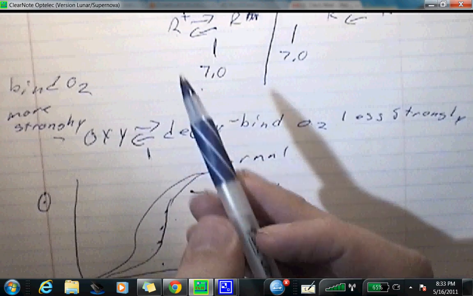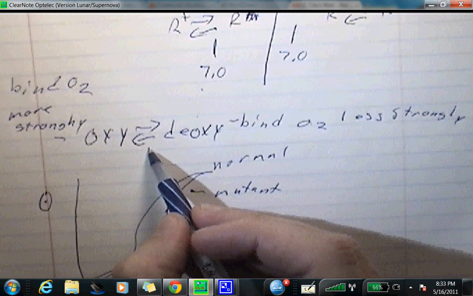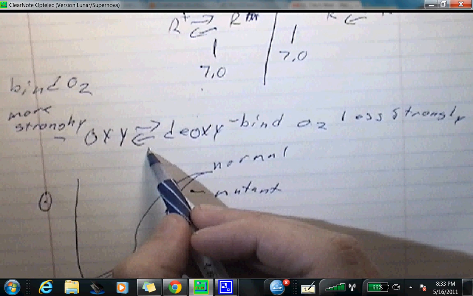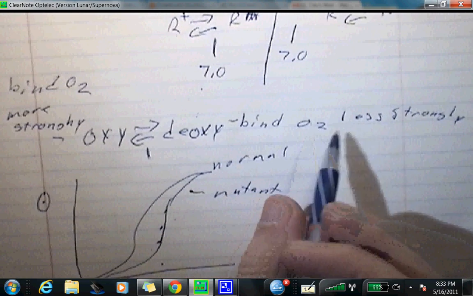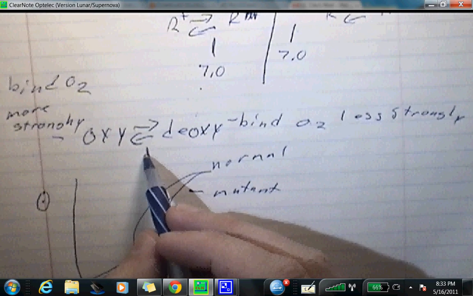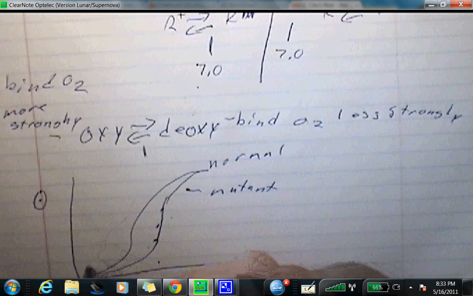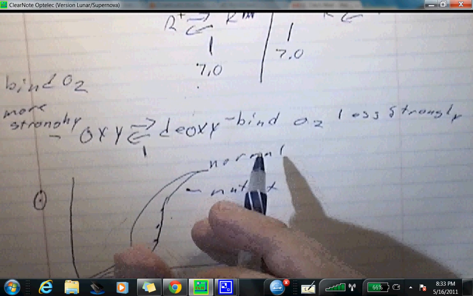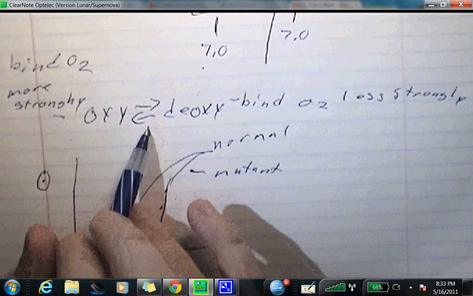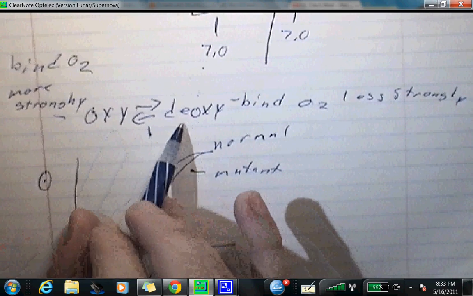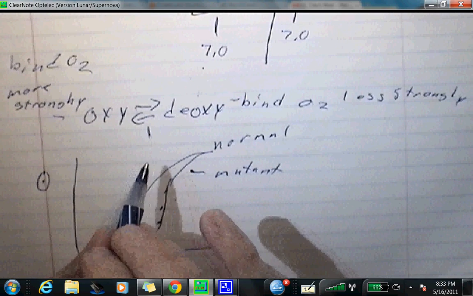So like I said, what I like to do is sit here and say, okay, the mutation is favoring something. The mutation is favoring salt bridges. It's making salt bridges stronger. Deoxy form likes salt bridges, so I'm going to go over this way. Binds O2 less strongly. If it made salt bridges weaker, I'd be going this way, and then the curve would be on the other side because it would bind O2 stronger. The thing I like to do when I'm doing these prompts is write what each form likes the most. Deoxy form likes high concentrations of H plus and CO2. Stuff like that.